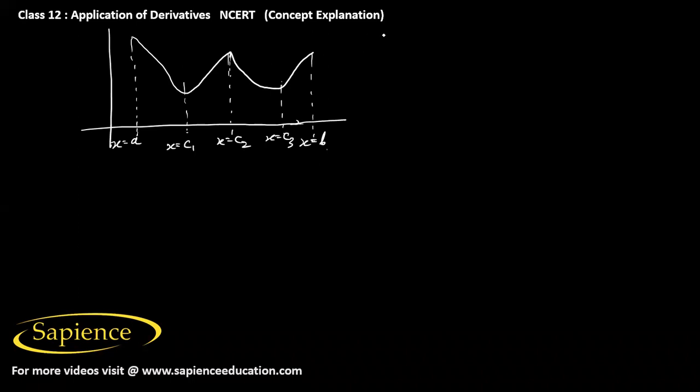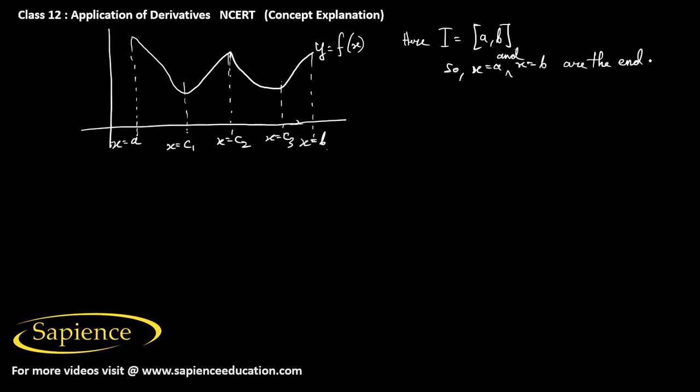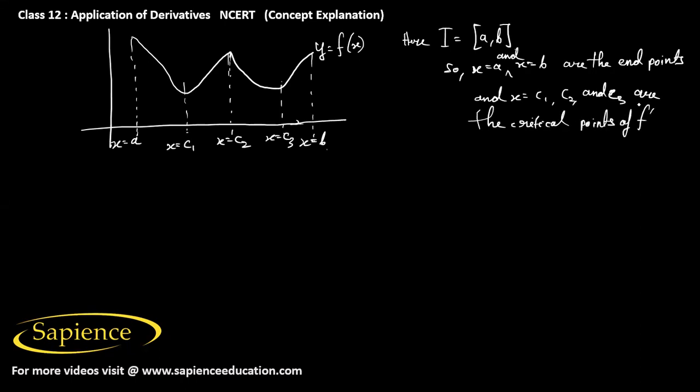So here it is a function y equal to f of x. Here we take the interval I, which is equal to the closed interval a to b. So x equal to a and x equal to b here are the endpoints. And x equal to c1, c2, and c3 are the critical points of the function f.